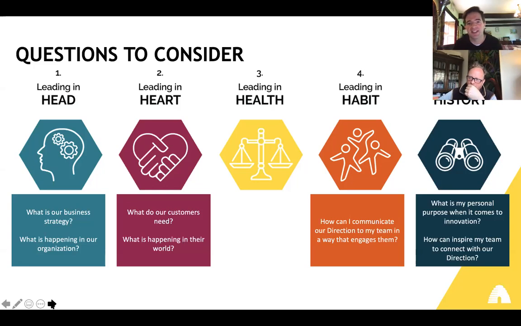And then when you really get into insight, it's in leading in heart. So what do our customers need and what is happening in their world? Crucial questions to ask when it comes to your innovation direction. You don't just look at your business strategy and look at the opportunity areas that are identified, or look at the strategic pillars of your strategy. You think, what's going on in my customer's world, and what will these strategic pillars or these strategic objectives mean for my customer? What problems can these strategic pillars solve for my customer? What are their needs? What's happening in their world today? These are the kinds of questions that you need to be asking when it comes to defining your innovation direction.